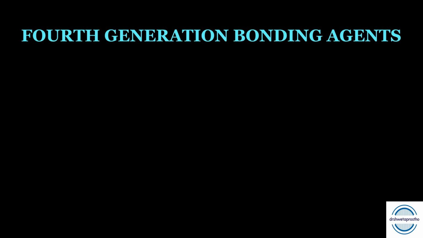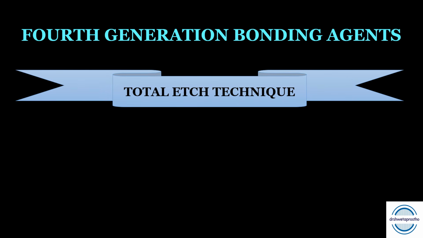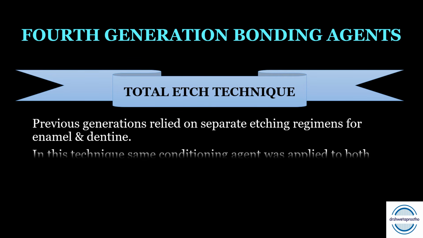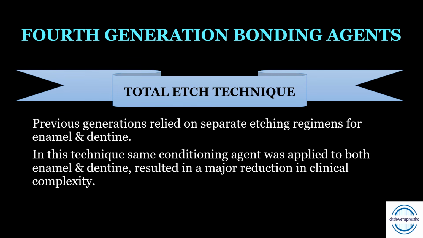So from the third generation, we move towards the fourth generation bonding agent with the new concept of total etch technique. What was this technique? The previous generations relied on separate etching regimens for the enamel and the dentin. In this technique, the same conditioning agent was applied to both the enamel and the dentin, which resulted in a major reduction in the clinical complexity.